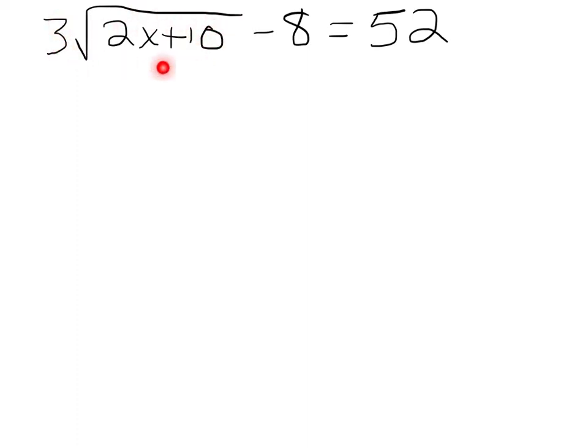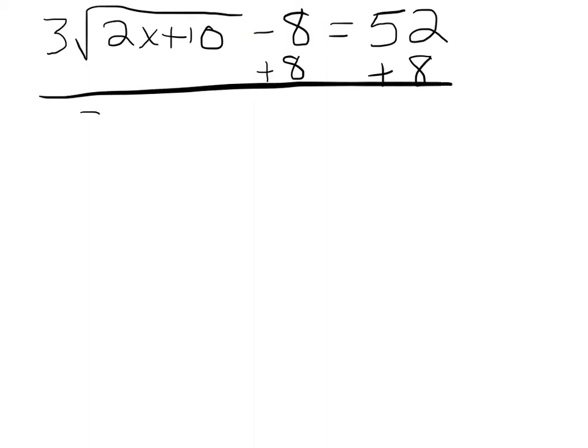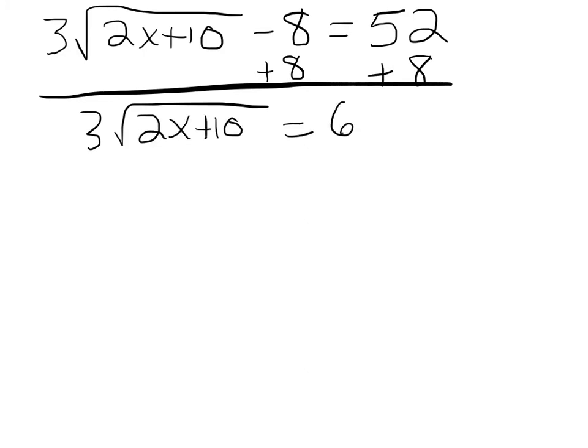So I'm going to have to get rid of this 3, and I'm going to have to get rid of this negative 8 here. Once I do that, then I can square both sides. And we'll want to treat this one just like a normal equation. If this were a variable we were trying to solve for, we would isolate that. So the first step is to try to get rid of that negative 8. The opposite of negative 8 is a positive 8, so I'm going to add 8 to both sides. That'll leave me with 3 times the square root of 2x plus 10 is equal to 60.